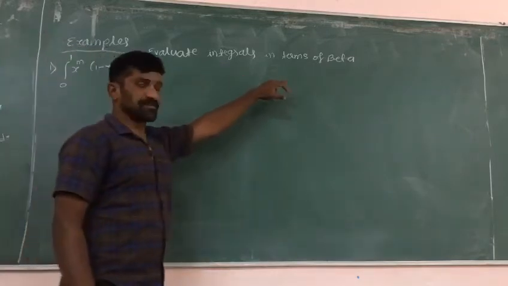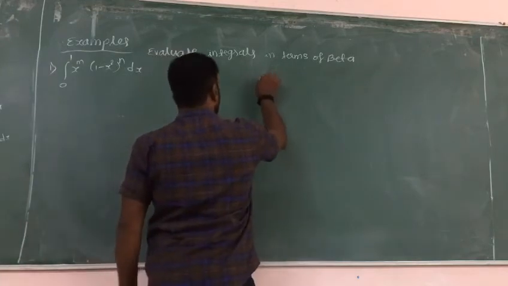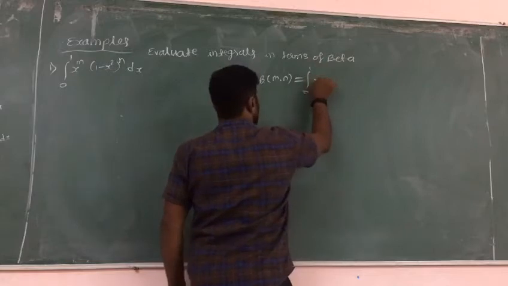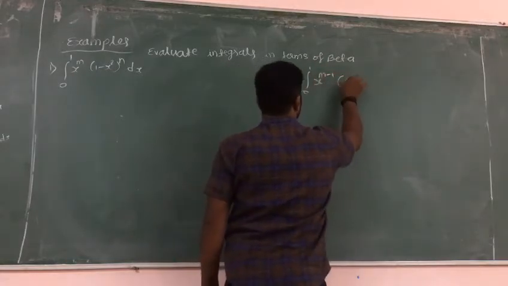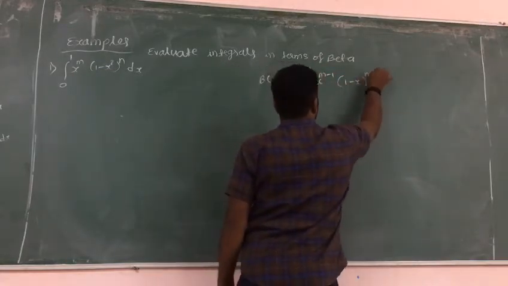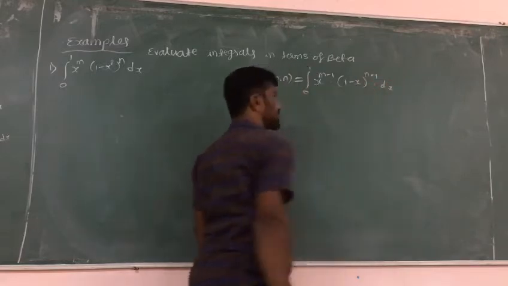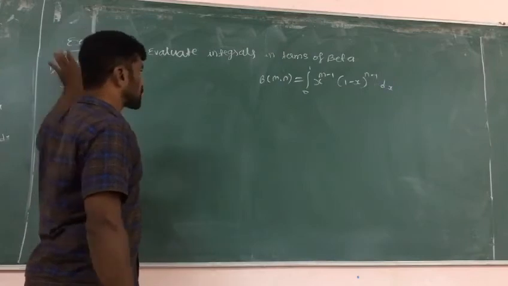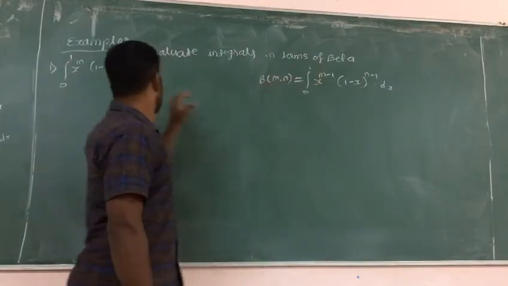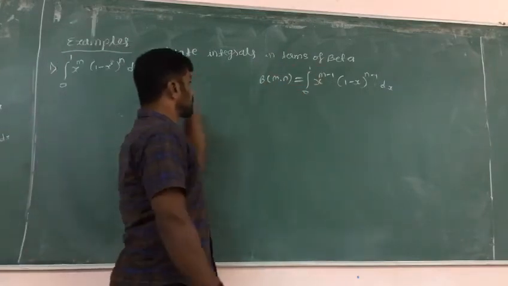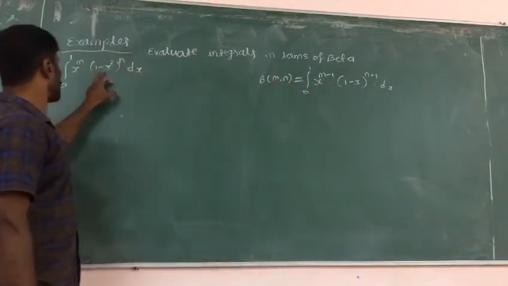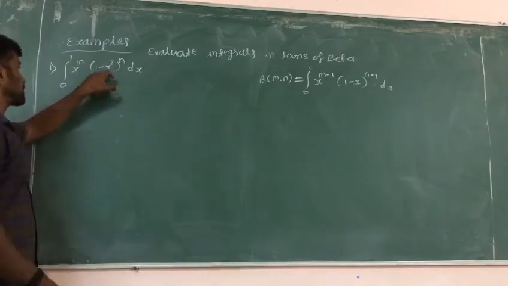So what is the definition of beta function? Beta of m comma n equals integral 0 to 1 x raised to m minus 1 into 1 minus x raised to n minus 1 into dx. This is the definition of beta. Observe this RHS part: 0 to 1, x raised to m minus 1, next into 1 minus x. But here it is 1 minus x square.